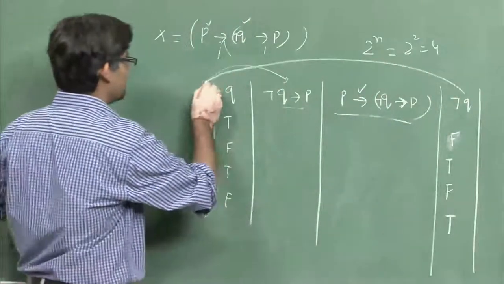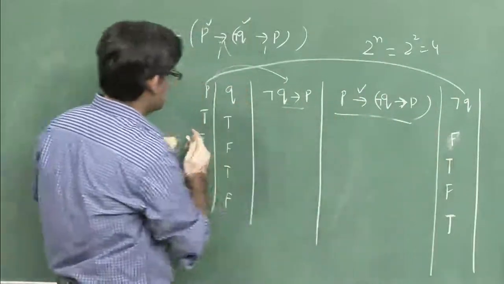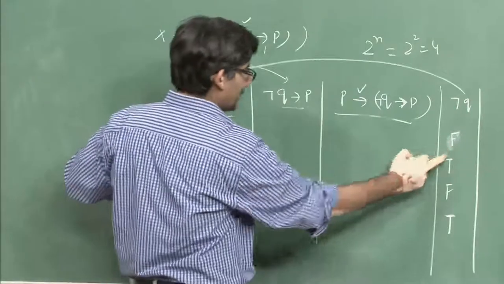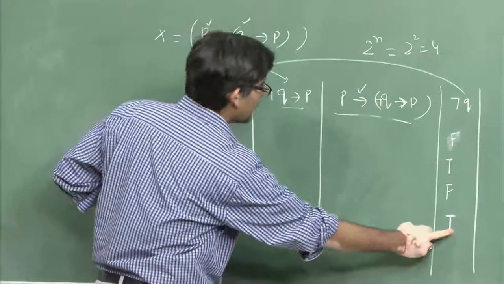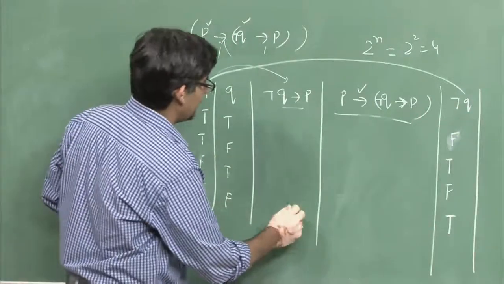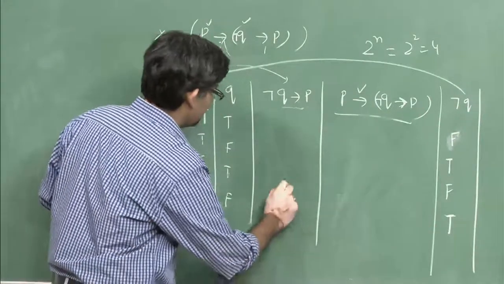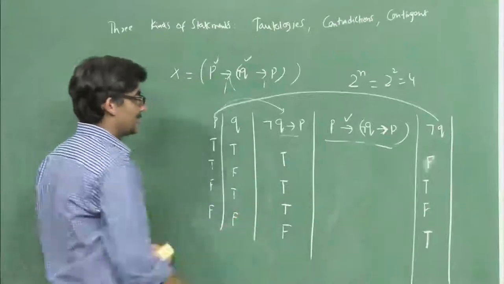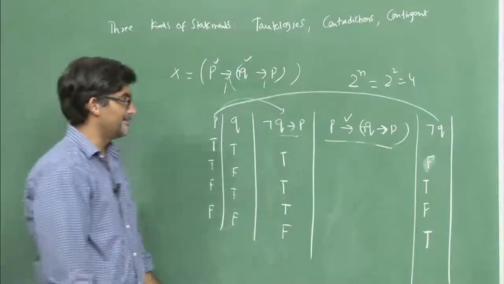You have to take into consideration this one, you have to move from this to this. So this becomes false only when not Q is T and then T is false. In all other cases it becomes T. So that is the way we define the semantics.